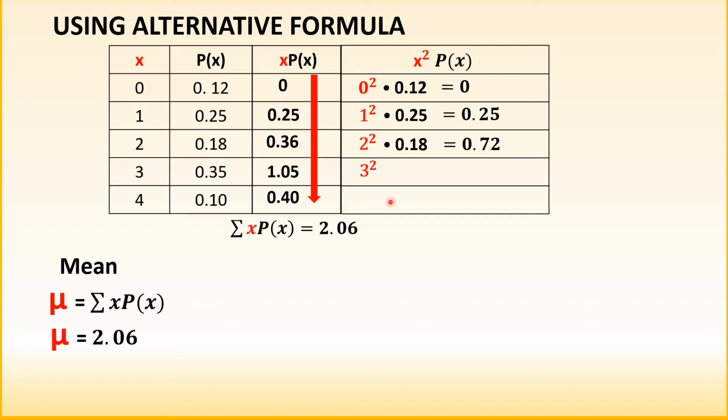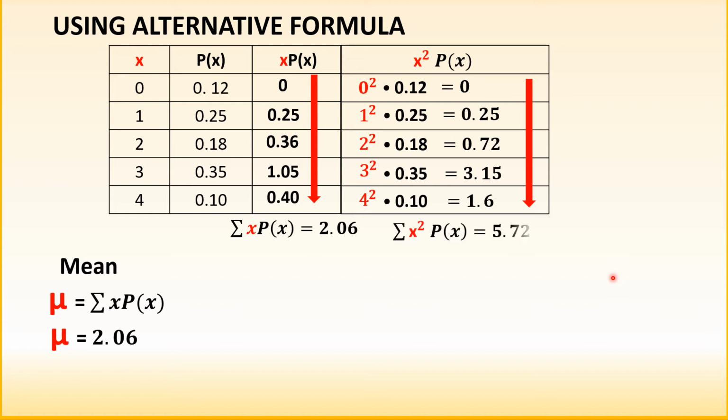3 squared. So, that is 3 times 3, and that is equal to 9. And 9 times 0.35 is 3.15. Then the last one is 4 squared. 4 squared is 4 times 4, and that is equal to 16. Times natin yan sa 0.10, and that is equal to 1.6. And after that, we're going to get the sum of this. So this is now the summation. And that is equal to 5.72.